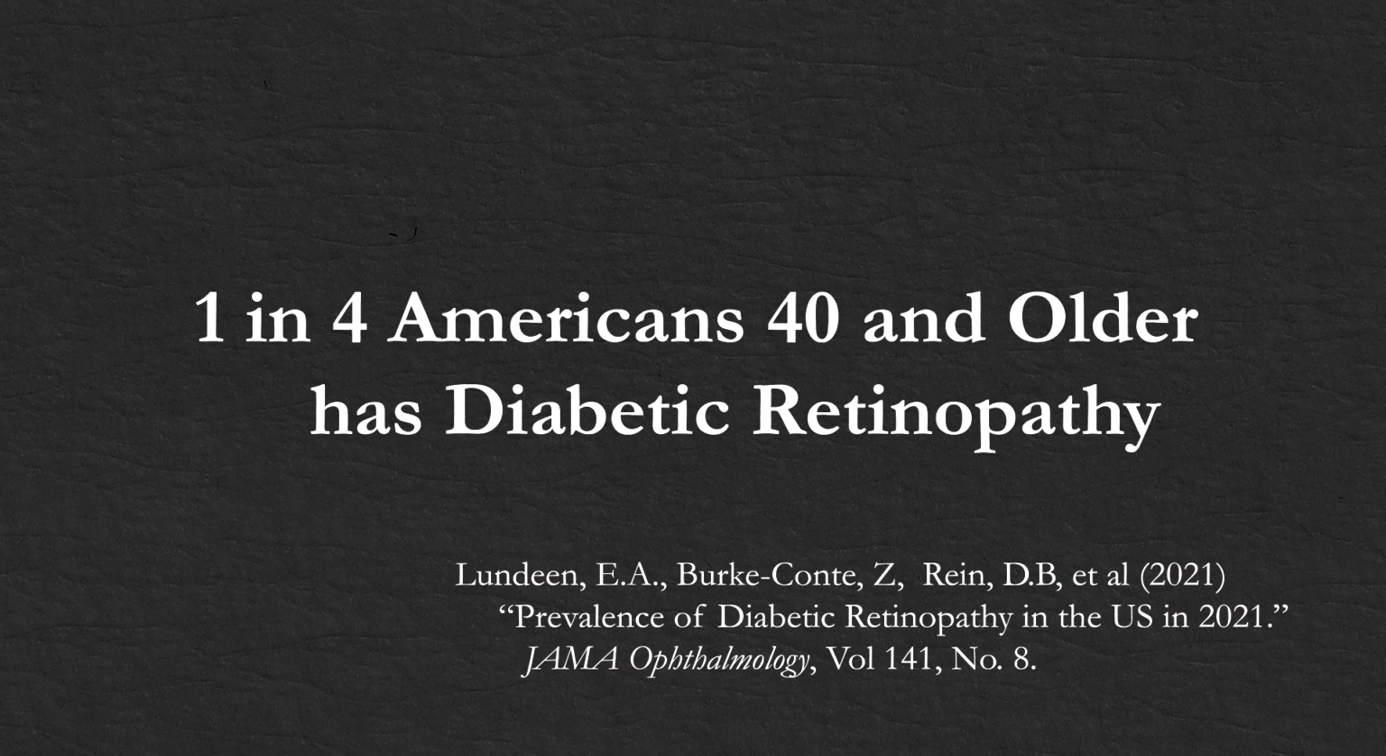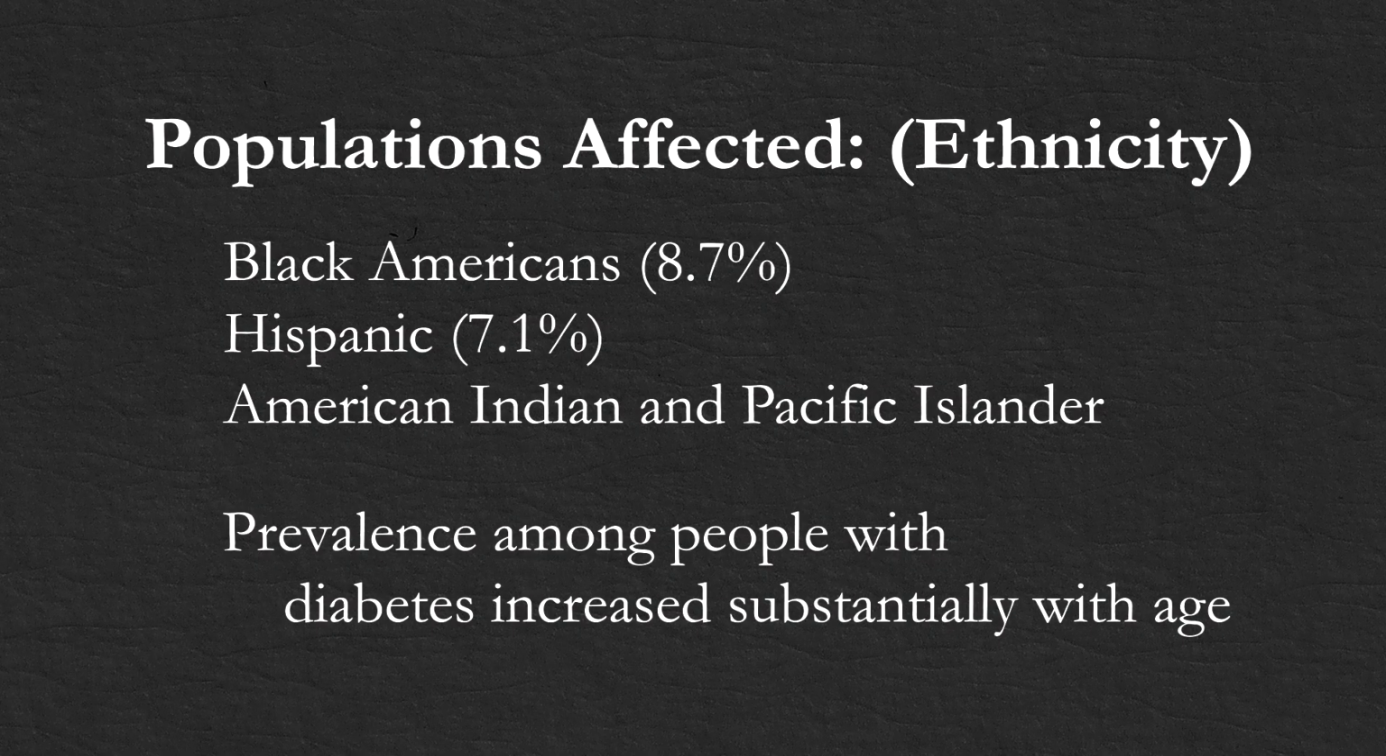The Journal of American Medical Association Ophthalmology published a study in 2021 on the prevalence of diabetic retinopathy in the U.S. 1 in 4 Americans 40 and over have diabetic retinopathy. We often see populations such as the Black population, 8.7% higher than Caucasians, the Hispanic population, 7.1%, American Indian, and then the Pacific Islanders. And as we tend to age, obviously the occurrence of diabetes does increase.